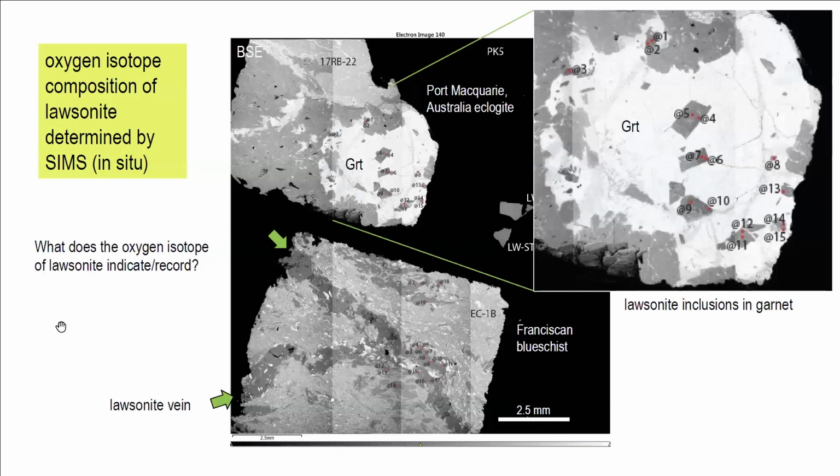So we decided to look at oxygen isotopes in lawsonite and see if that was a good indicator, along with all these other geochemical things we were looking at. What does the oxygen isotope composition of lawsonite indicate about what the lawsonite is interacting with?